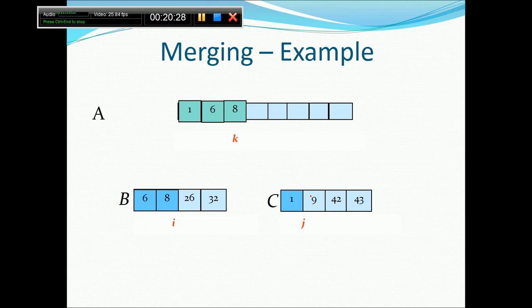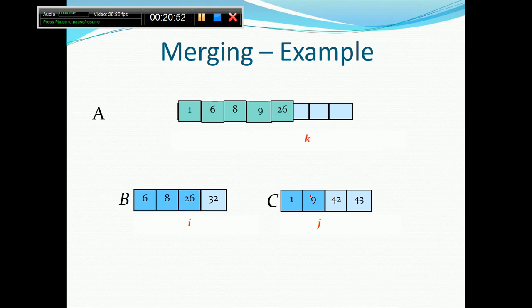Now it will again compare 26 and 9, which is smaller? Answer is 9. So 9 will be copied from here to A, and then it will again move ahead. So 26 and 42, which element will go ahead? Which is smaller? 26. So 26 will be copied here, okay, and the I index will move ahead.